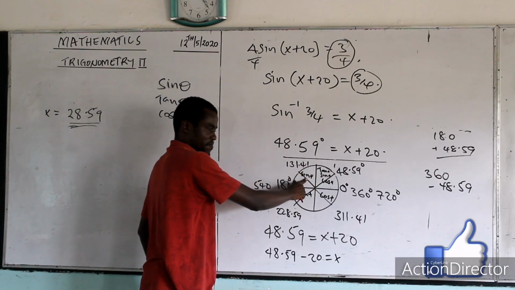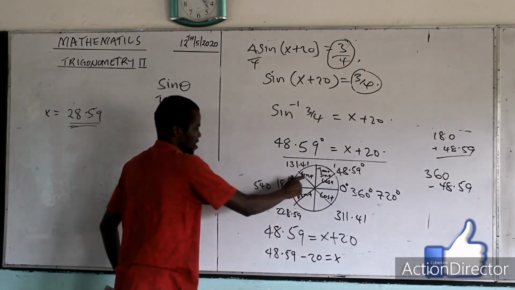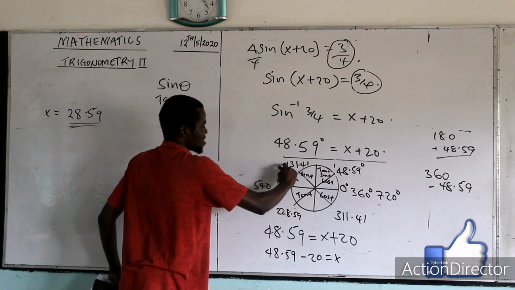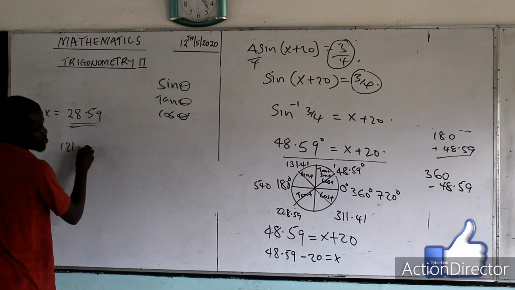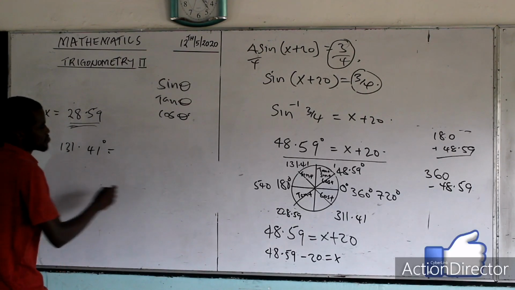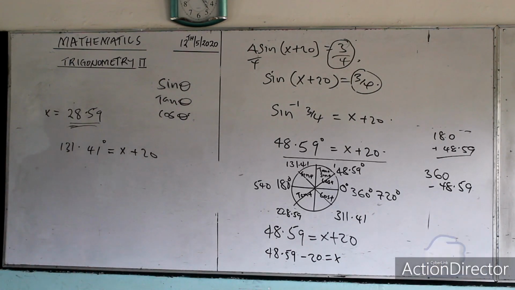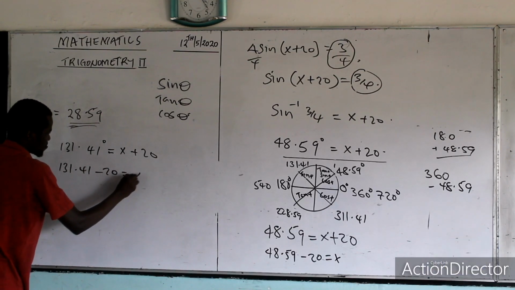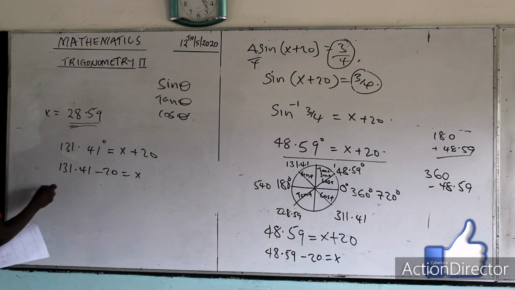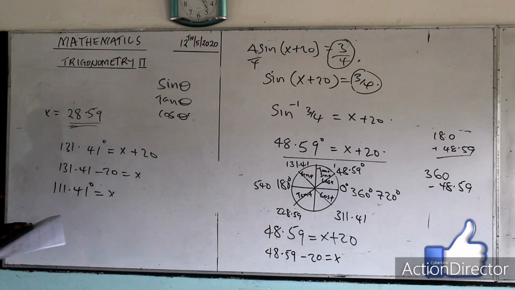Then the second quadrant should also give us a value because the sign here is positive and our value up here is actually positive. So we proceed with the angle at 131.41 degrees. The angle 131.41 degrees is equal to x plus 20. Therefore, 131.41 minus 20 is equal to x. When we subtract, this will give you 111.41 degrees equals x. We proceed.